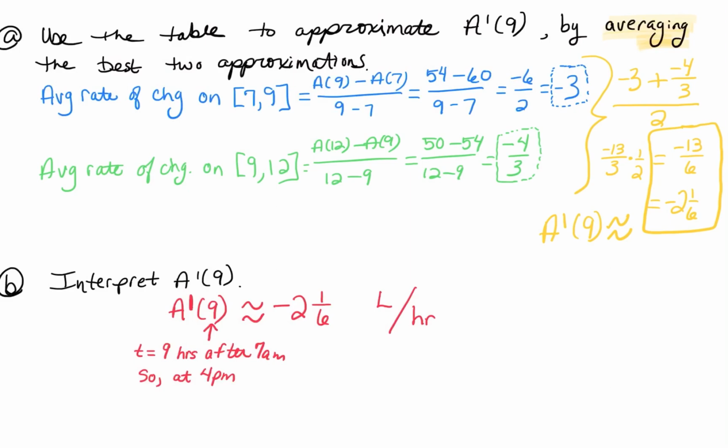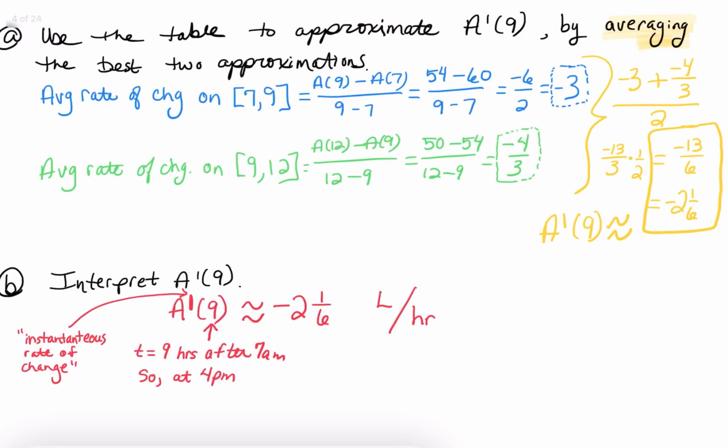the derivative, so again, what does this derivative mean? This is our instantaneous rate of change. Now, we don't know it exactly, we're approximating it. So our instantaneous rate of change at 4 p.m. is approximately -2 1/6 liters per hour.